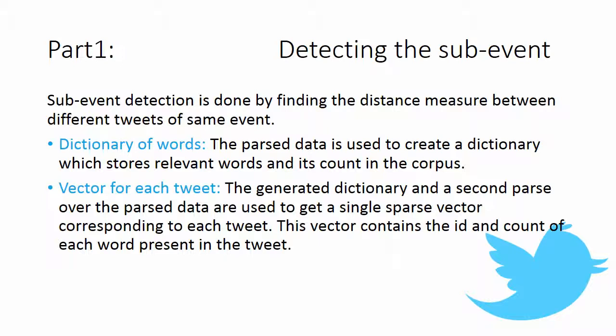So coming to detection of the sub-event, it is done by finding the distance measure between different tweets of the same event. For this purpose, we have created a dictionary of words which contains every relevant word we can use and the count of the word in the corpus. Next, we create a vector for every tweet. The vector contains the ID of the tweet as well as the count of each word present in the tweet.